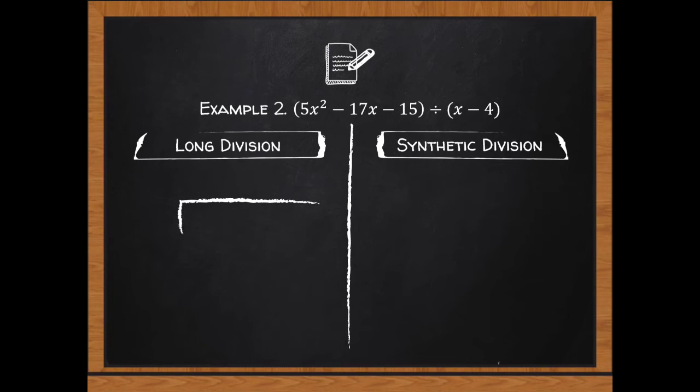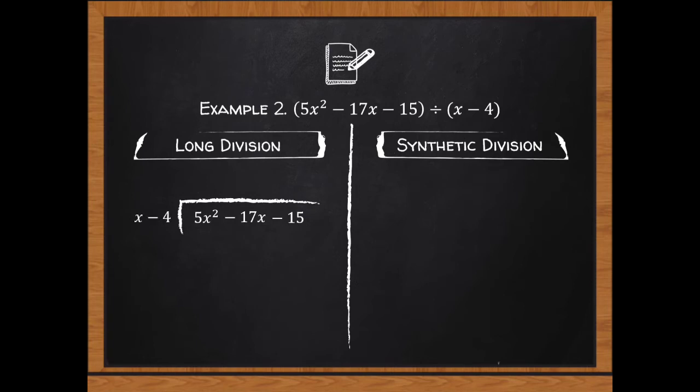So, let's take a look. 5x squared minus 17x minus 15. Naka-standard form na siya kasi 2, 1, and then the constant. So, we can rewrite it here. And then next, x minus 4, naka-standard form na rin. So, sulat na natin siya dito.